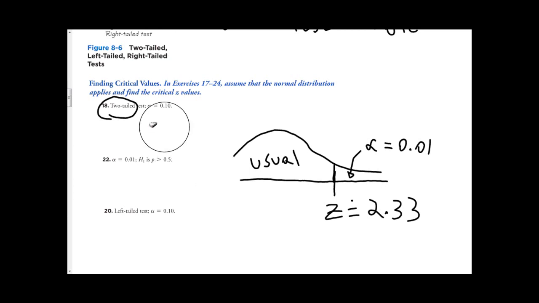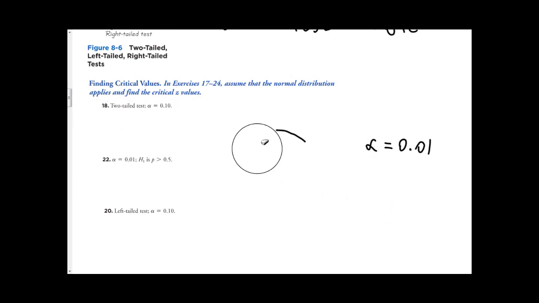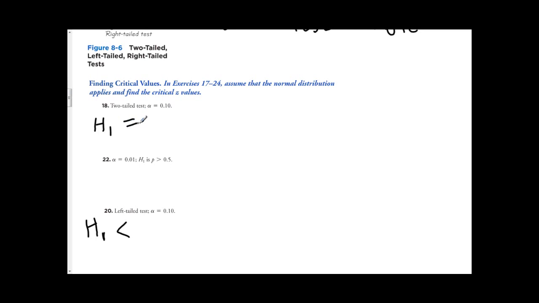So let's look at that one. It actually says it's a left tail test. Left tail test corresponds to an alternative hypothesis that contains the less than symbol. Two tail test, the alternative hypothesis will contain the not equal to symbol. All right, so now let's go ahead and find the critical region, or the critical value here, the critical z.